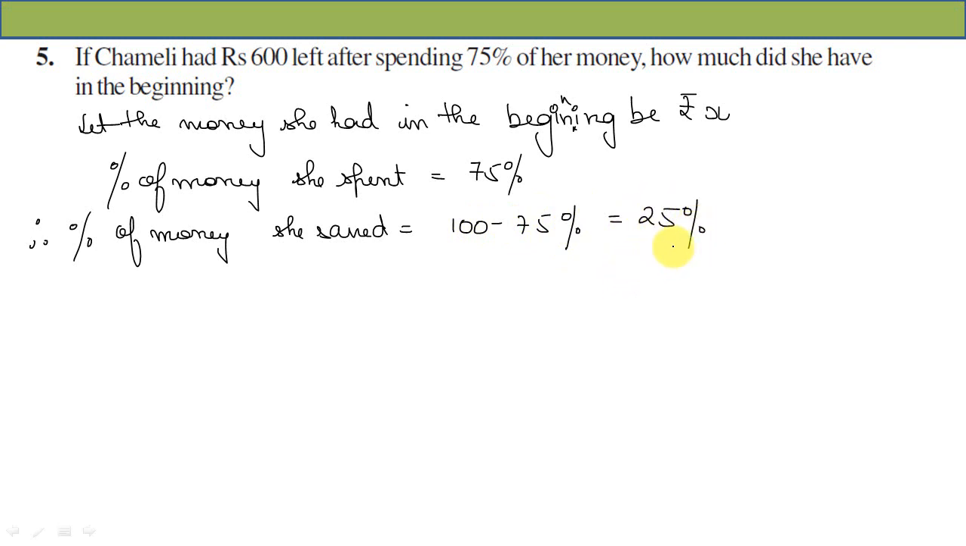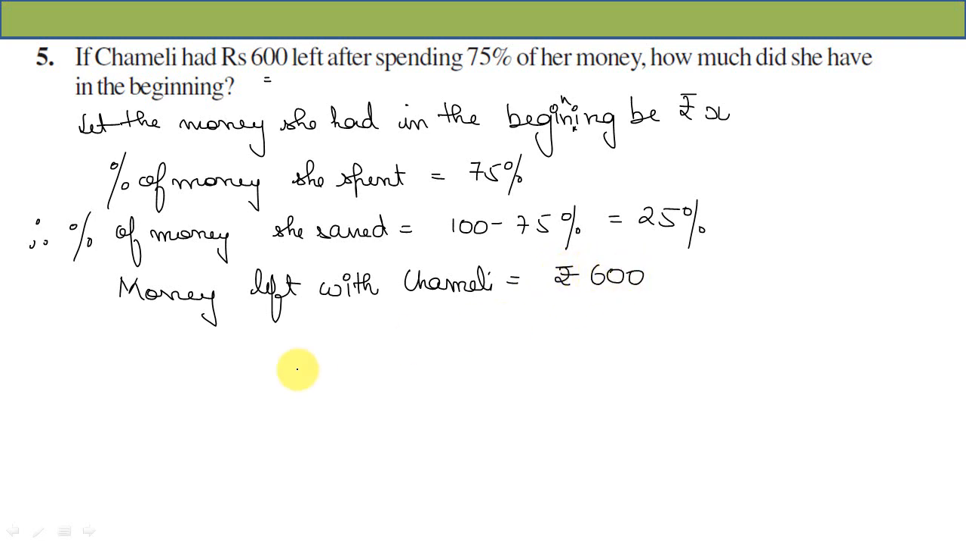अब वो जो मनी उसने सेव किया वो कितना हमारे पास है? 600, because they are saying if Chameli had rupees 600 left, मतलब 600 रुपए उसके पास बच गए ना, तो वो उसकी सेविंग ही हुई. So we will write down money left with Chameli is equals to rupees 600. This can be written as 25% of x is equals to 600.